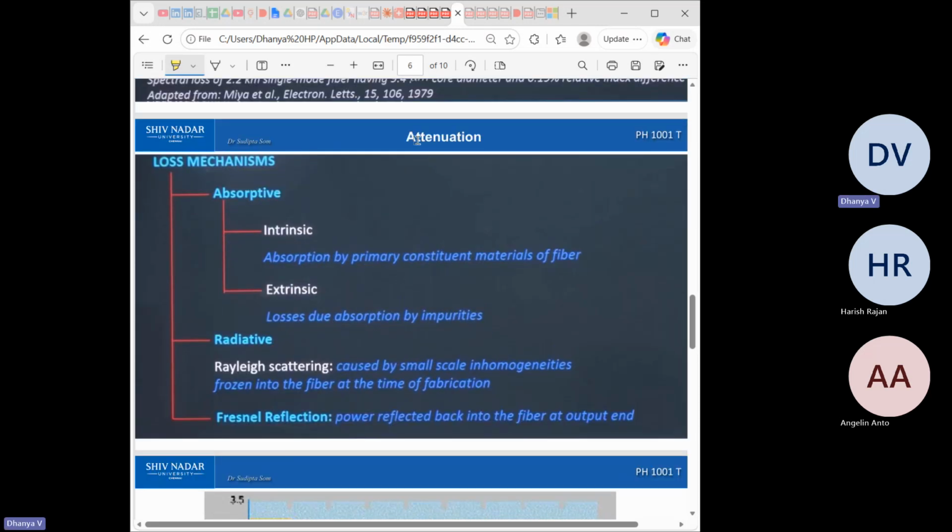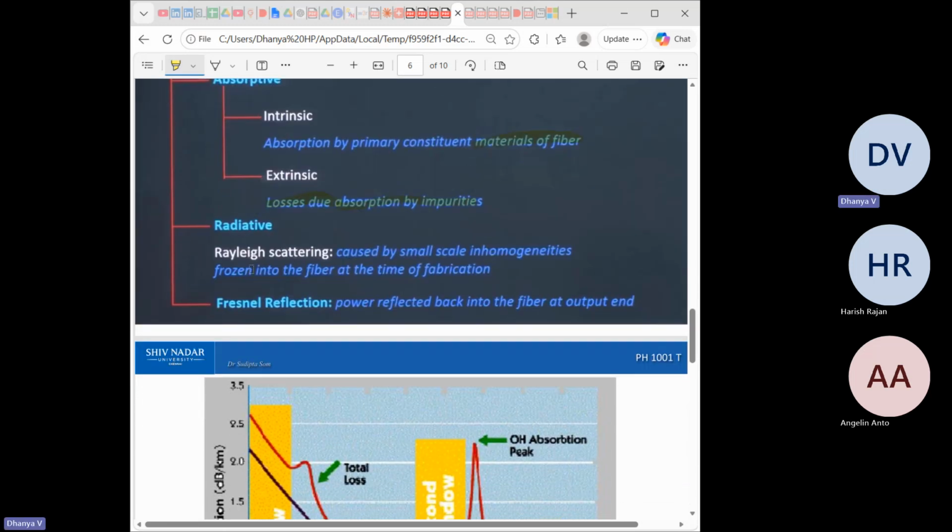So if you see here, attenuation losses, loss mechanism. First, the absorptive loss mechanism. Intrinsic absorption is by the primary constituent materials of the fiber. Extrinsic is losses due to absorption by impurities. So losses due to impurities is one such extrinsic loss. Intrinsic loss is based on the materials of the fiber. That's all.